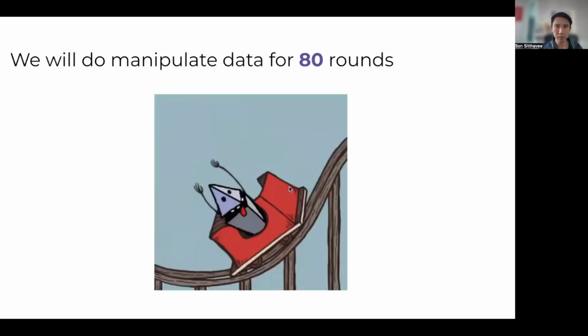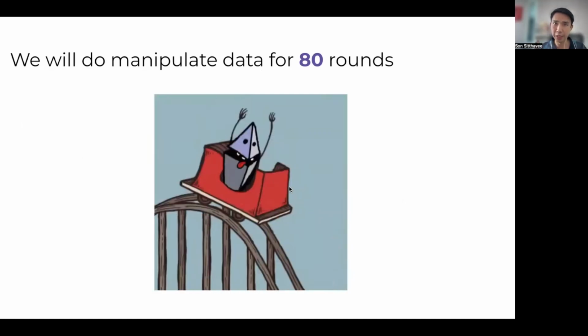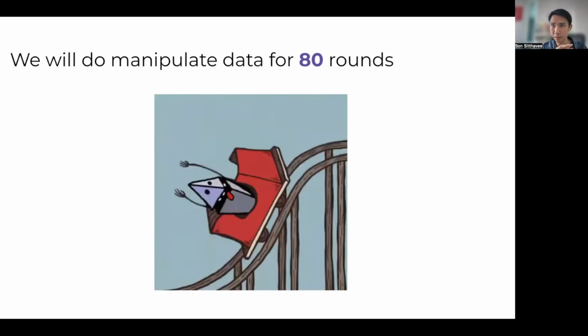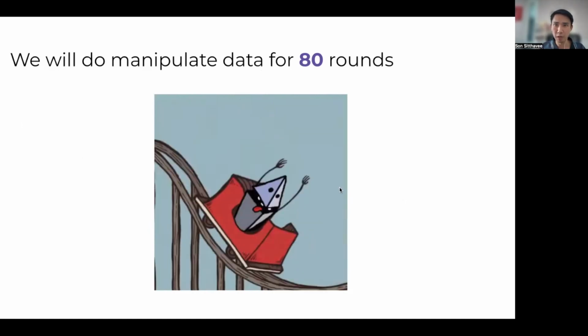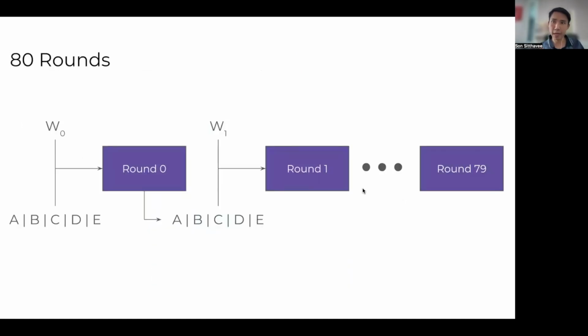And then we're going to manipulate the data for 80 rounds. It's going to be long, long rounds. I'll show you an example of what it looks like. Okay, let's bring the 80 words out of the fridge, and now we're going to cook it. For the 80 rounds, we have 80 words. For the first round, we use the first word and A, B, C, D, E, put them together, do some manipulation, mix it together, and then we get the new A, B, C, D, E. Then we put in the second word, do the second round, and repeat for 80 rounds. In the end, we get the A, B, C, D, E out of it.